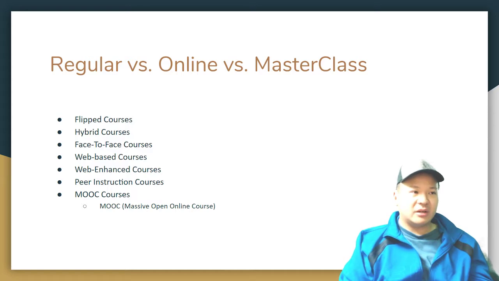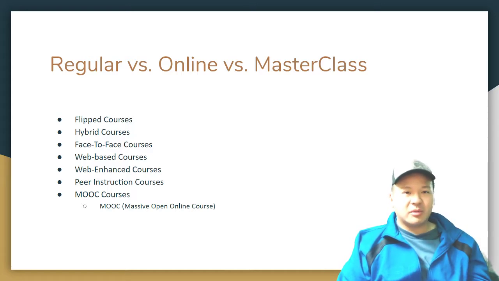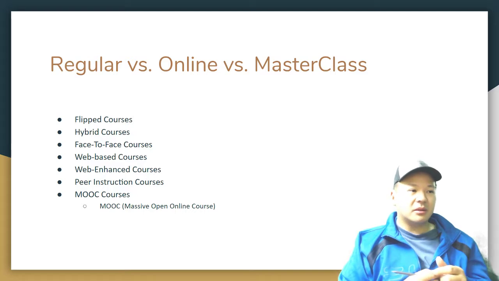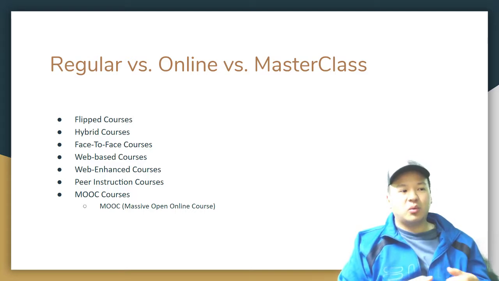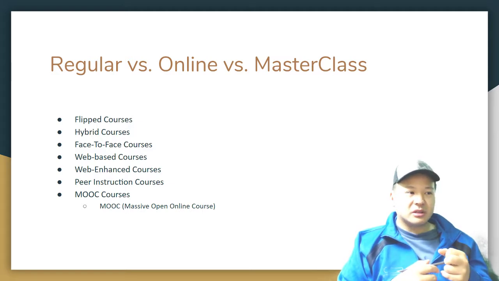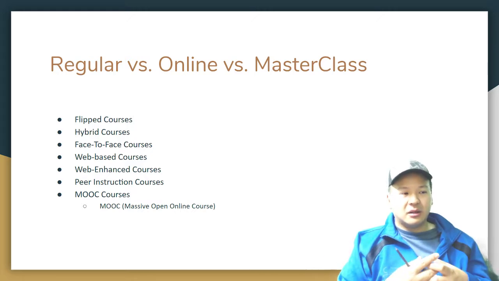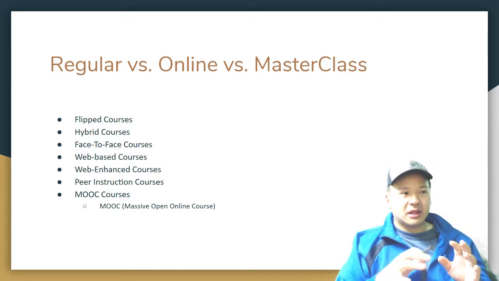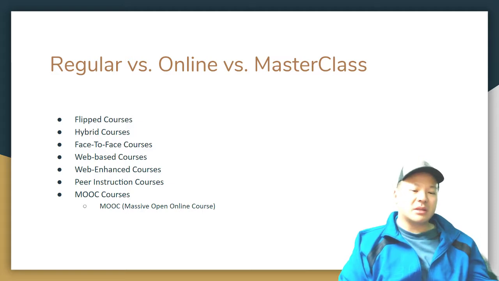So there are regular classes, and then there's online, and then there's master classes. Flipped courses, I'm not going to get into this, but it's a kind of course. You can Google it. There are hybrid classes and courses. There are face-to-face courses. Obviously, this is not in real life, but we're still going to do some Zoom calls. We might do Skype, depending. Then there are web-based courses, web-enhanced courses, as well as peer instruction courses where people help each other to grow and learn without an instructor. And then there's MOOCs, the massively open online course. I'm not going to define this right now, but it's different from masterclasses. I already explained what masterclasses are.